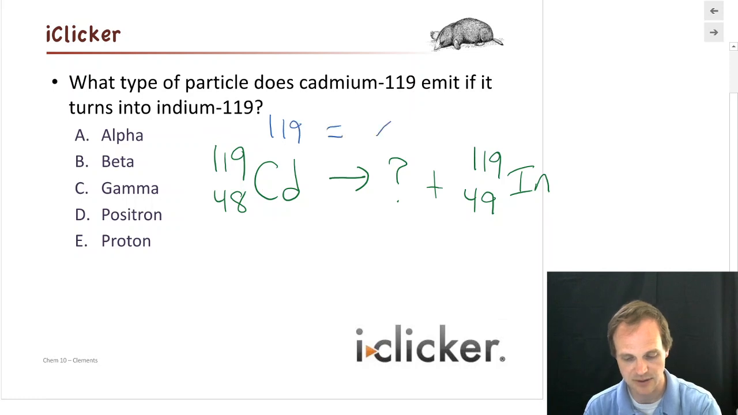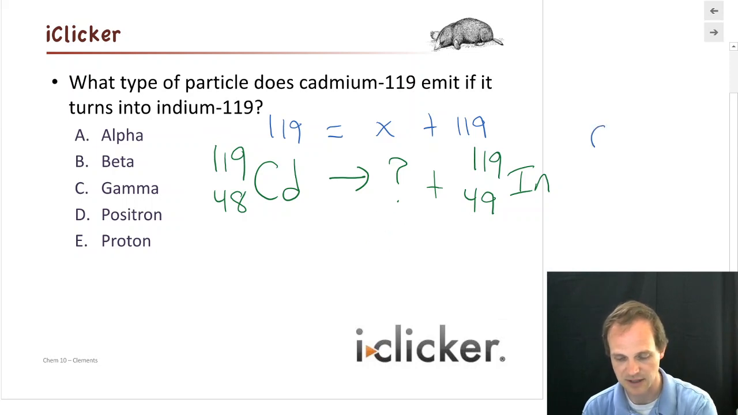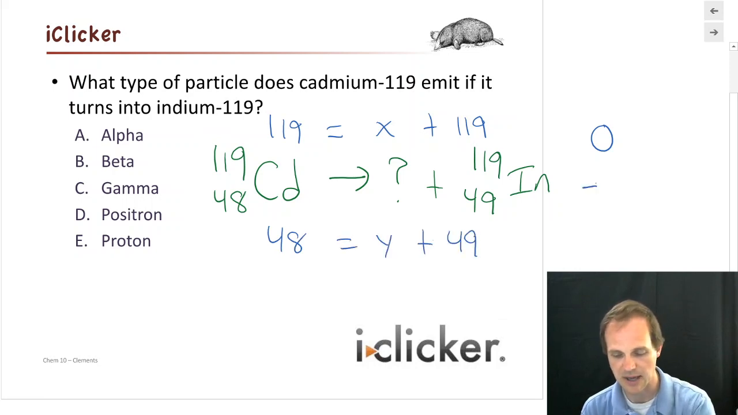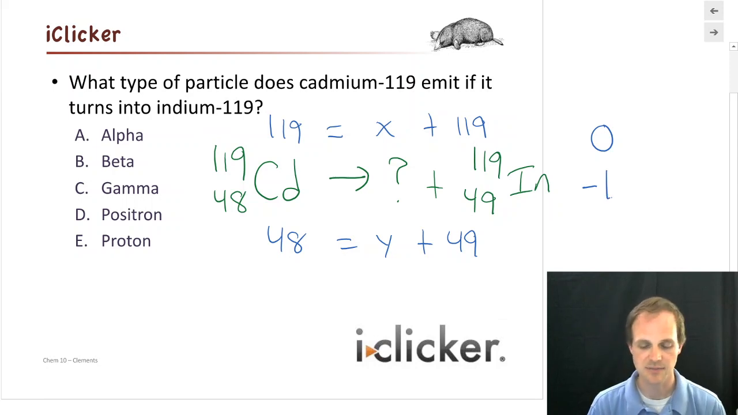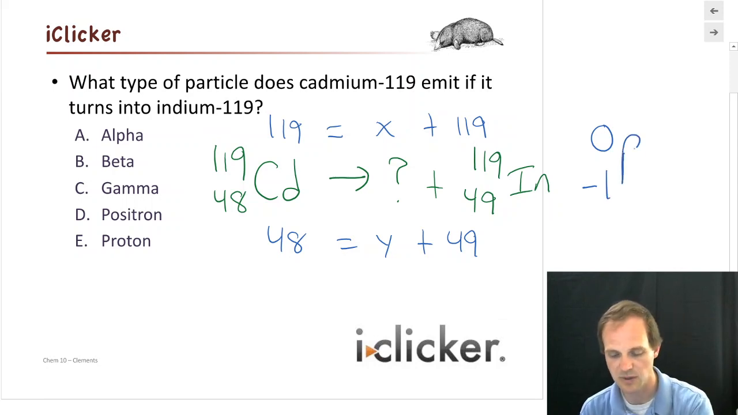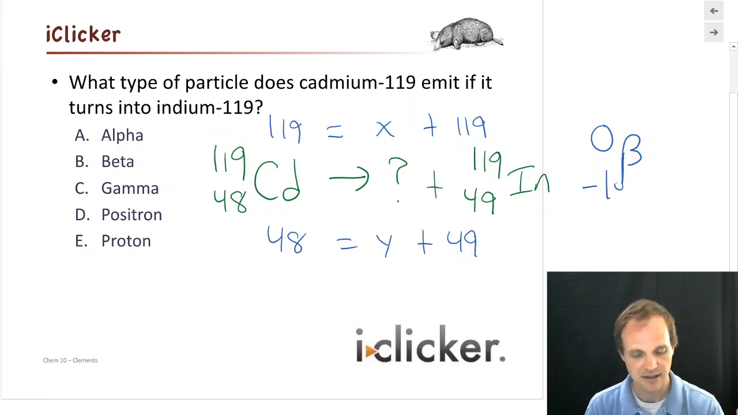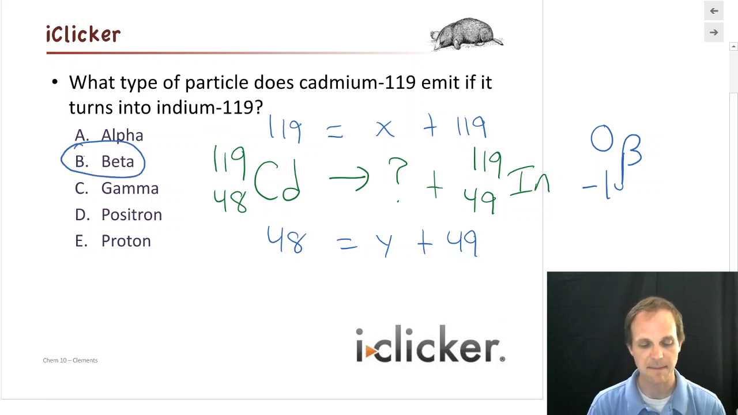119 is equal to x plus 119. X is going to be 0. So our question mark is going to have 0 mass number. 48 is equal to y plus 49. It's going to have a -1 as my atomic number. 0, minus 1, that was a beta particle. And so we're going to say, hey, these guys emit a beta particle when cadmium-119 turns into indium-119.